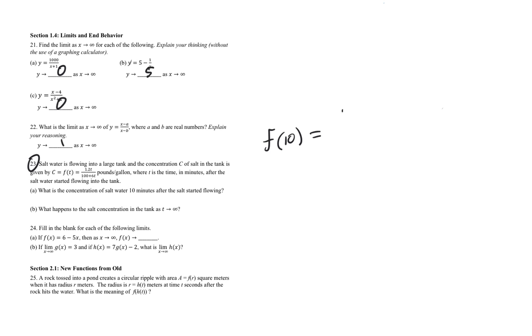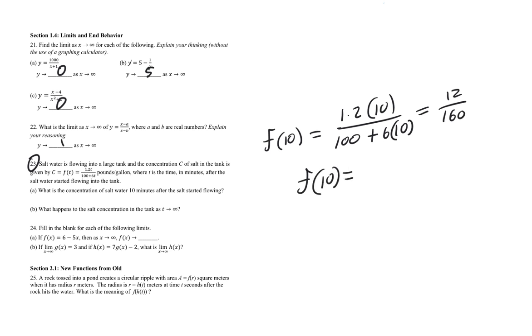So for this, we'll just plug in 10 everywhere that we have t. This will give us 12 over 160. And this is equal to 0.075 pounds per gallon.